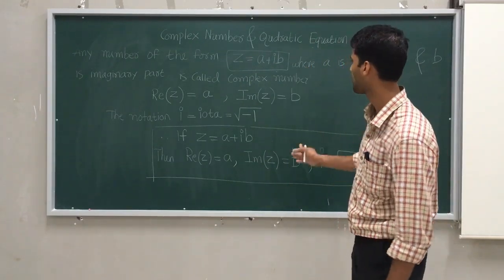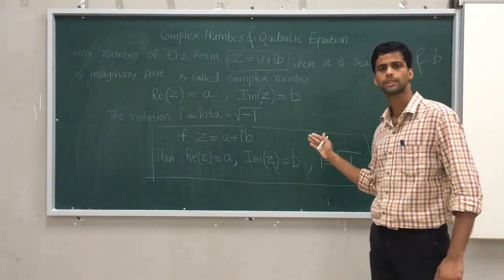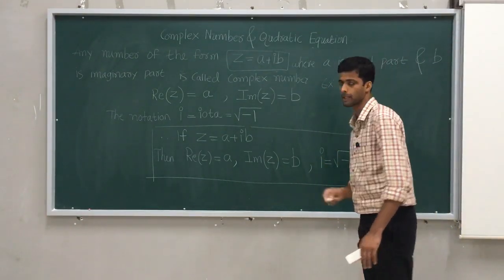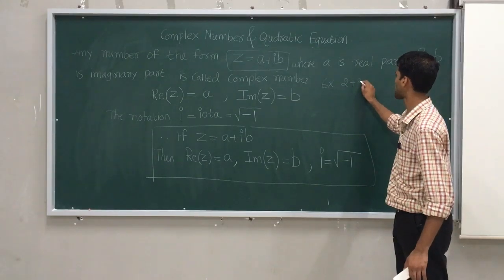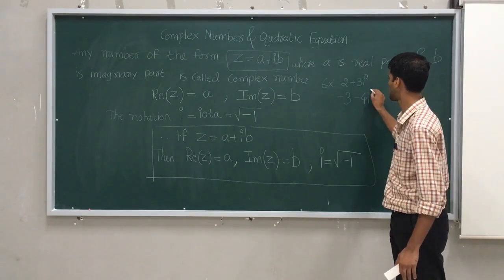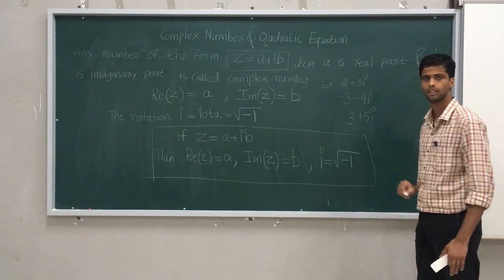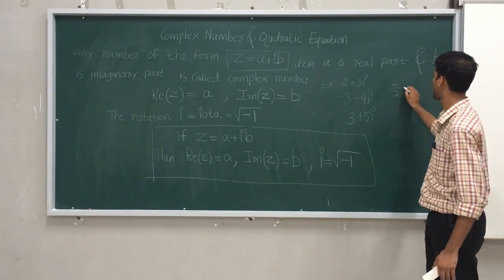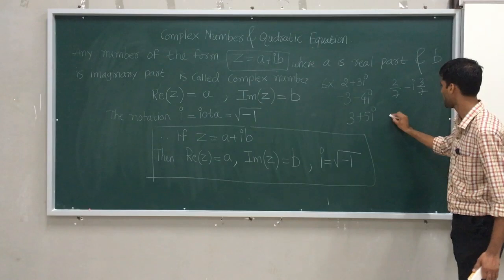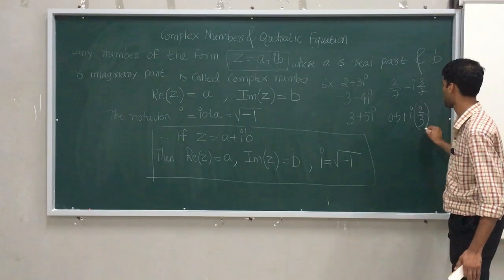So any number of the form a plus ib, where a is the real part, b is the imaginary part, and i equal to root of -1, is called a complex number. Now you may give n number of complex number examples. One example I will give is 2 plus 3i, or you may give -3 -4i. This is also a complex number. Then 3 plus 5i, yes. You may give 2 by 7 minus i times 3 by 7. This is also a complex number. Or you may give 0.5 plus i times 2 by 3. Yes, this is also a complex number.